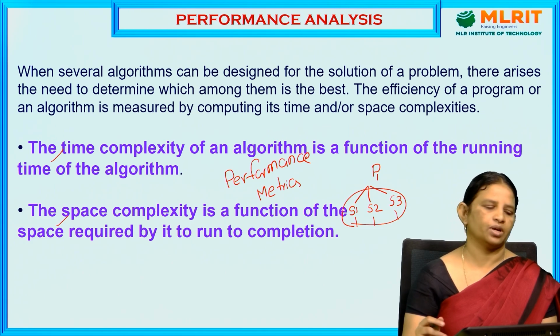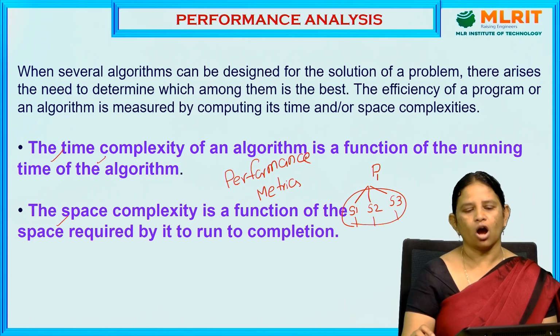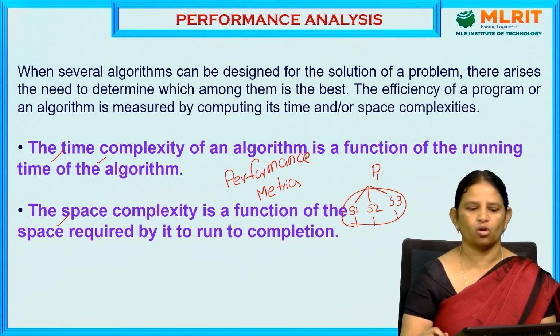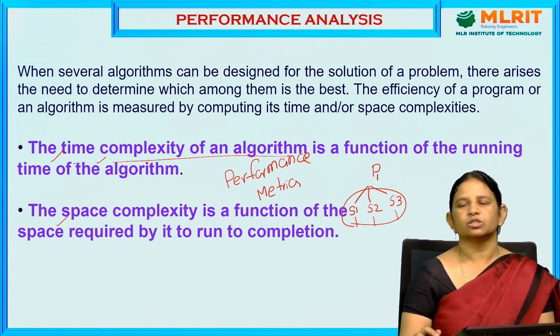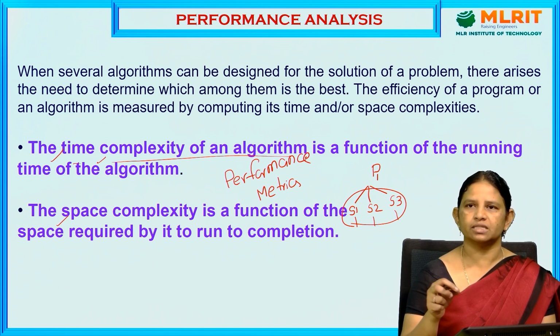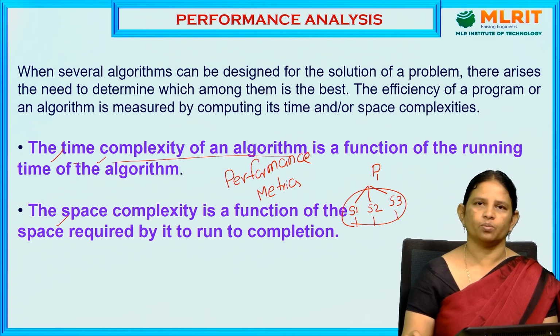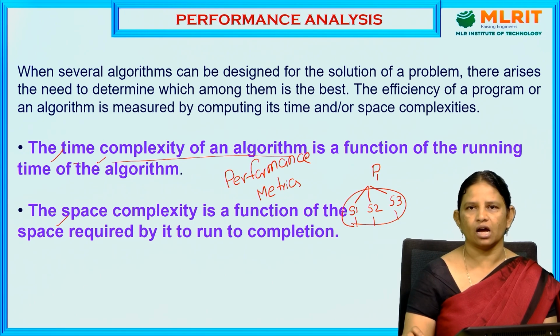Coming to the first metric, called time complexity. How to measure the time complexity? What is the definition of time complexity? The time complexity of an algorithm is how much time is taken by the algorithm to complete the given problem. That is called time complexity.